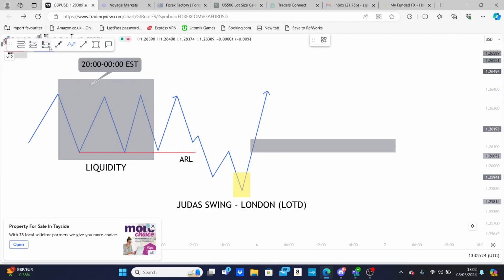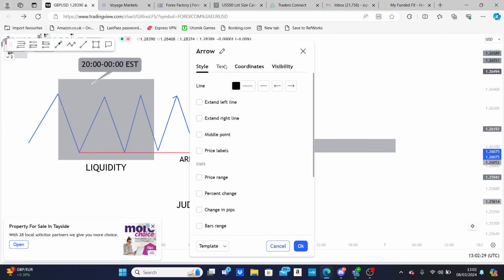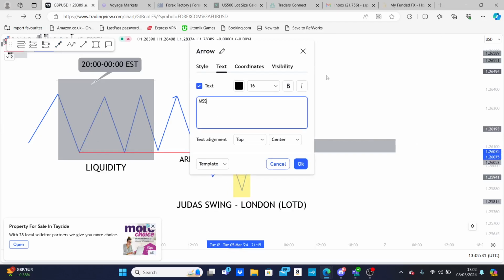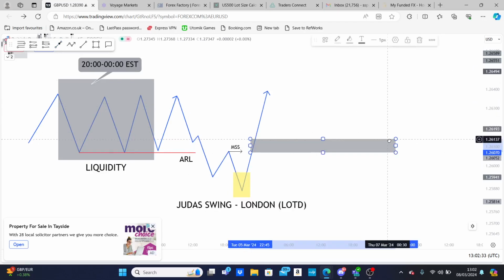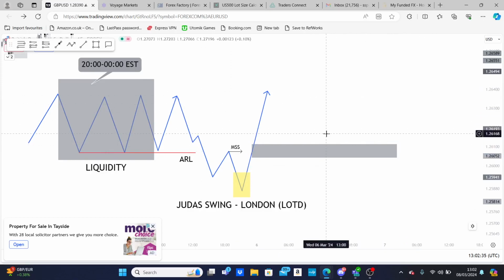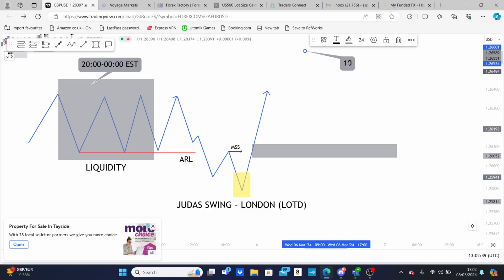It needs to break structure. That's the first thing. So we see a shift in market structure, MSS, or market structure shift. Okay. We need to see it being priced in the discount, and we need to see it leave a fair value gap. So those are the three things we're looking for when it comes to entry. Three things, right? One, two, three.